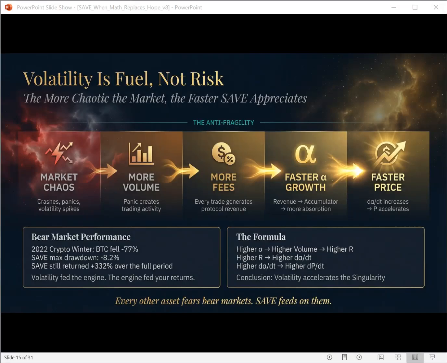This inverts everything modern portfolio theory teaches about risk. In traditional finance, volatility is risk. It is literally the definition. For SAVE, volatility is the input to a mechanical process that converts disorder into permanent value.